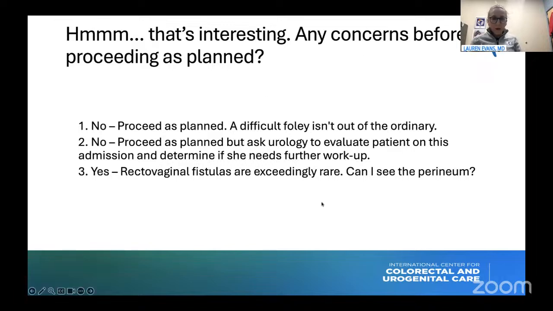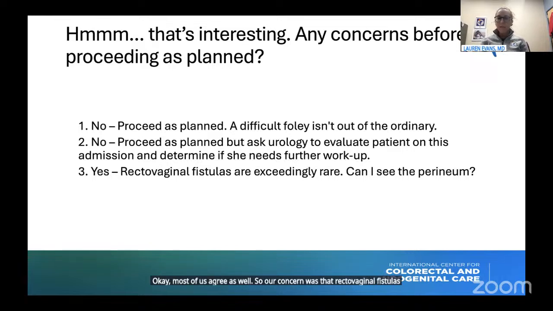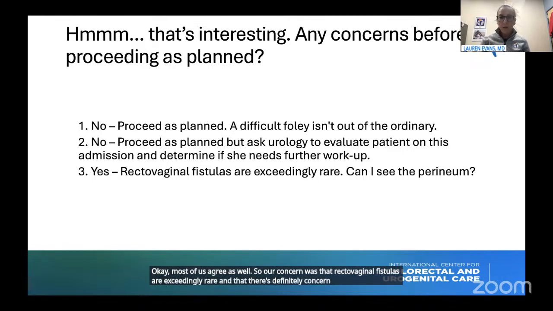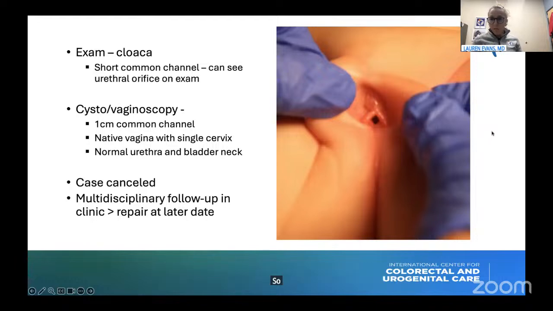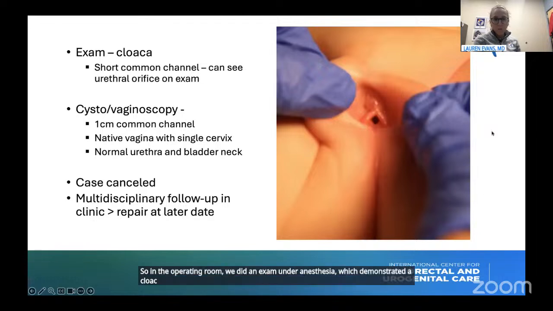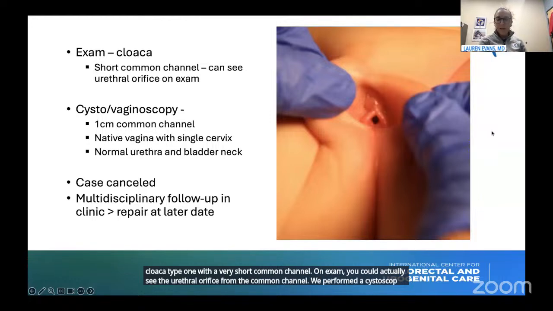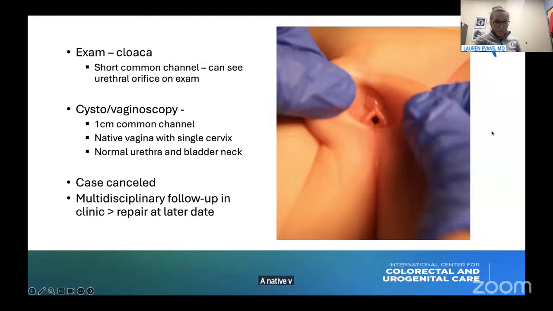Okay, most of us agree as well. So our concern was that rectovaginal fistulas are exceedingly rare and that there's definitely concern for a misdiagnosis here. So in the operating room, we did an exam under anesthesia, which demonstrated a cloaca type 1 with a very short common channel. On exam, you could actually see the urethral orifice from the common channel. We performed a cystoscopy and vaginoscopy at that time, which demonstrated a 1 centimeter common channel, a native vagina with a single cervix, and a normal urethra and normal bladder neck.